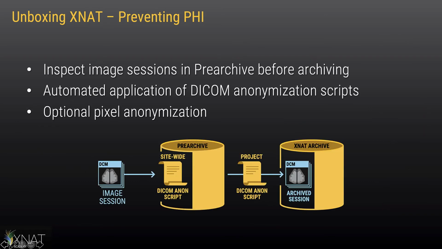To guard against inadvertent PHI entry, you can proof your imported image data in a pre-archive before you finalize storage in the archive. You can also set up automated anonymization methods in XNAT to prevent any PHI from being inadvertently imported into your research system. And optionally, you can find and remove burned-in PHI from your image data using pixel anonymization.